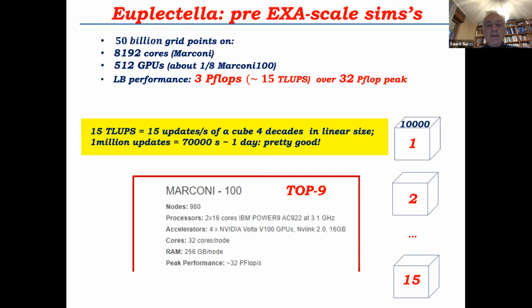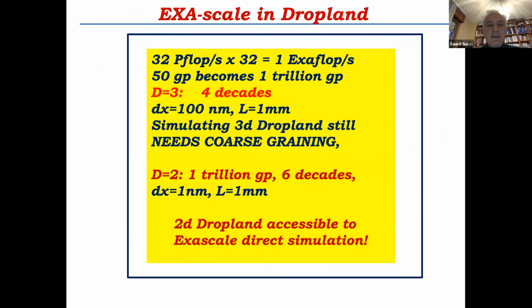So the point is, if I want to conclude with what exascale in Dropland would do for us, and of course this is a naive extrapolation: we have a machine now with 32 petaflops, and the performance is good. It's highly technical, but the parallel performance is on the order of 70% on the 1/10 of the machine. So if I move to exaflop, which is another factor 32, the 15 billion points becomes 1 trillion.